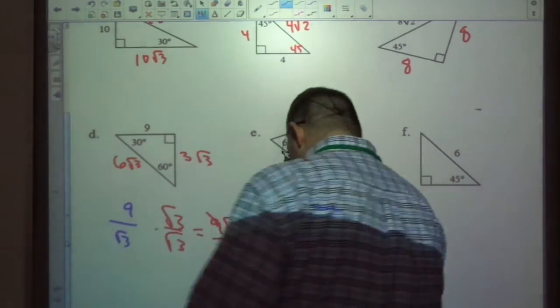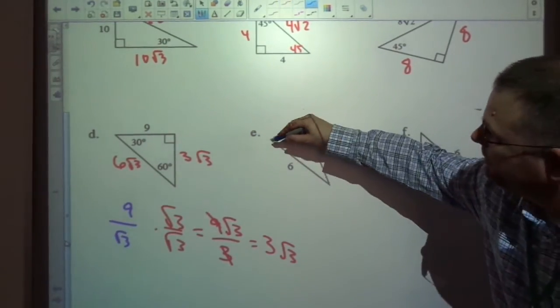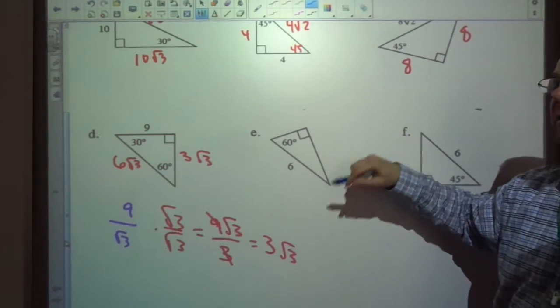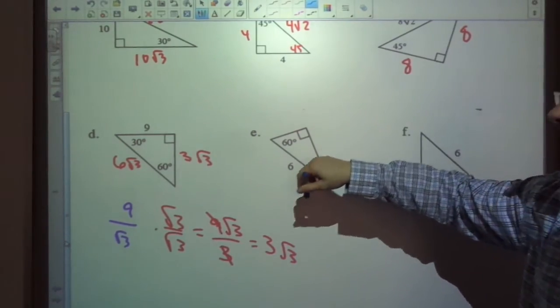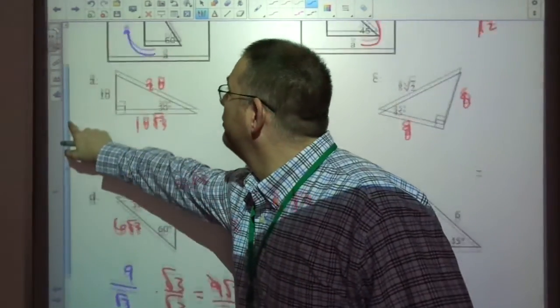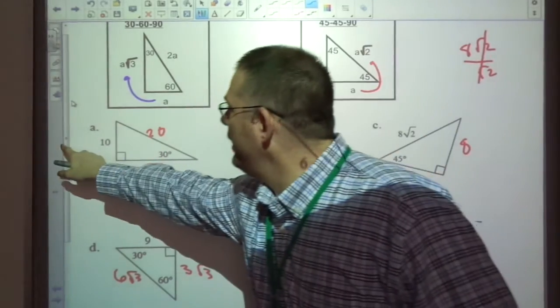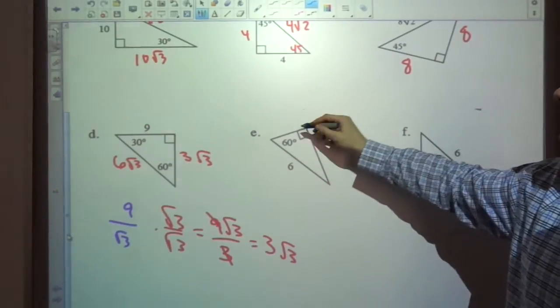Here, they give us the hypotenuse. So how do you go from hypotenuse to small leg? Divide it by 2, because that would be 2a going to 1a. So dividing by 2 would be 3.